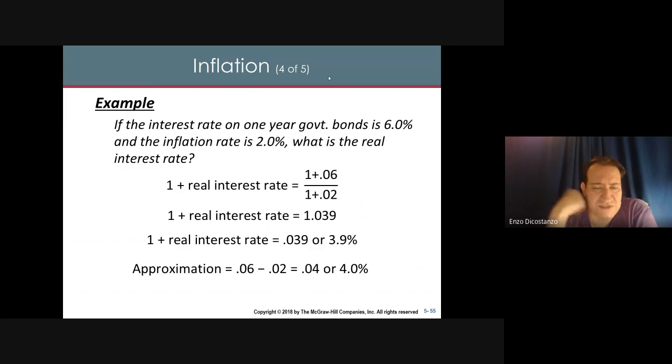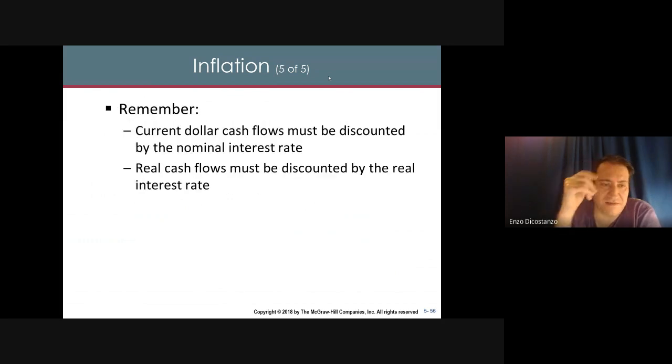The nominal rate is what's in the window of the bank out in Queens. The interest rate on 1 year government bonds is 6%. The inflation is 2%. So what are you really earning from this? Well, if purchasing power is being eaten away at 2% and you're earning 6% face value, then obviously your real rate is only 4%. Okay. And we'll go through the math there.